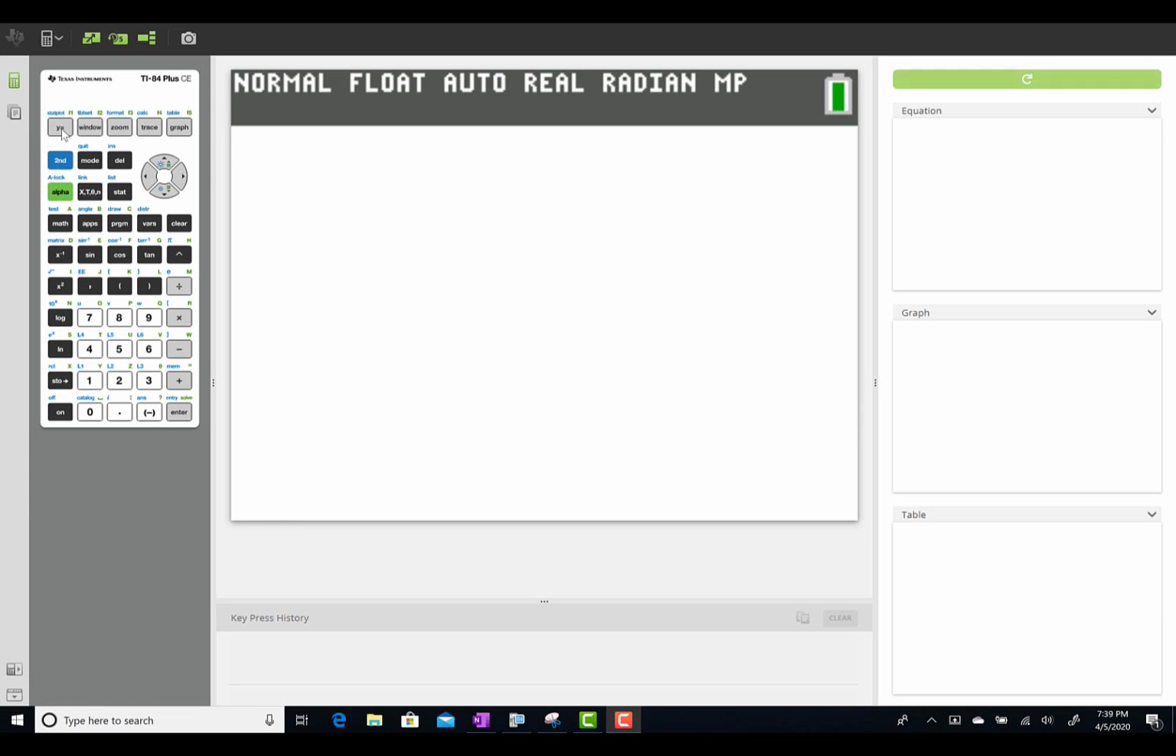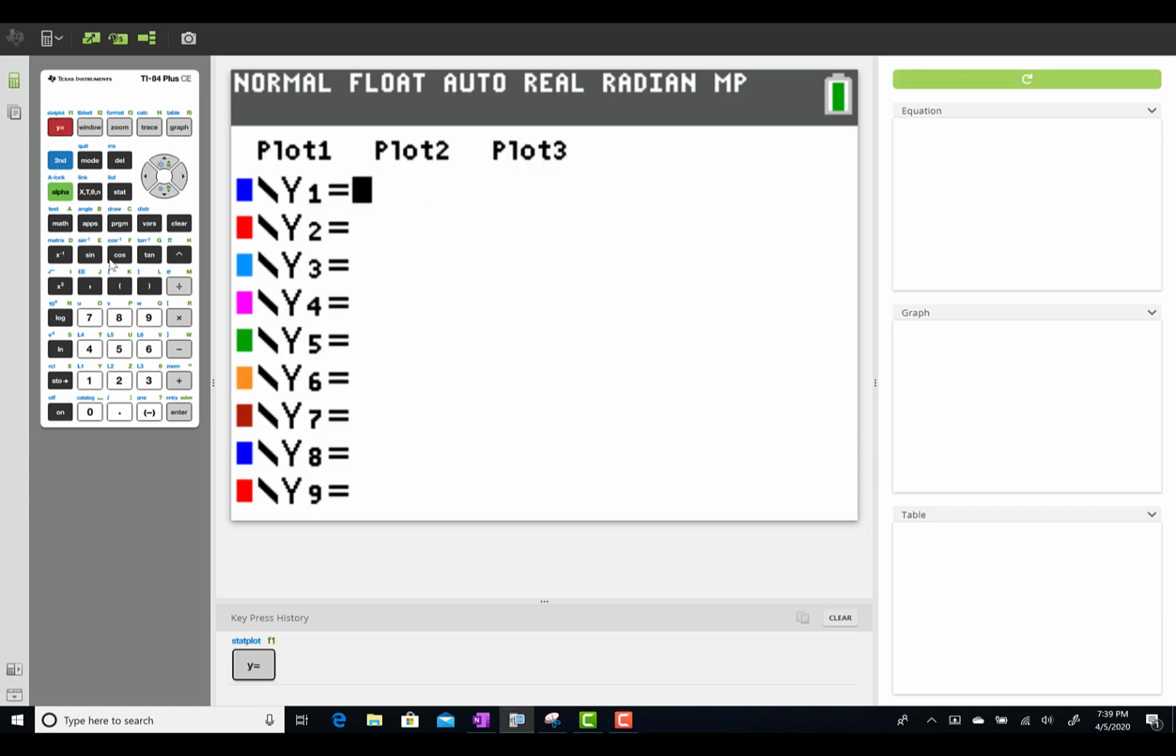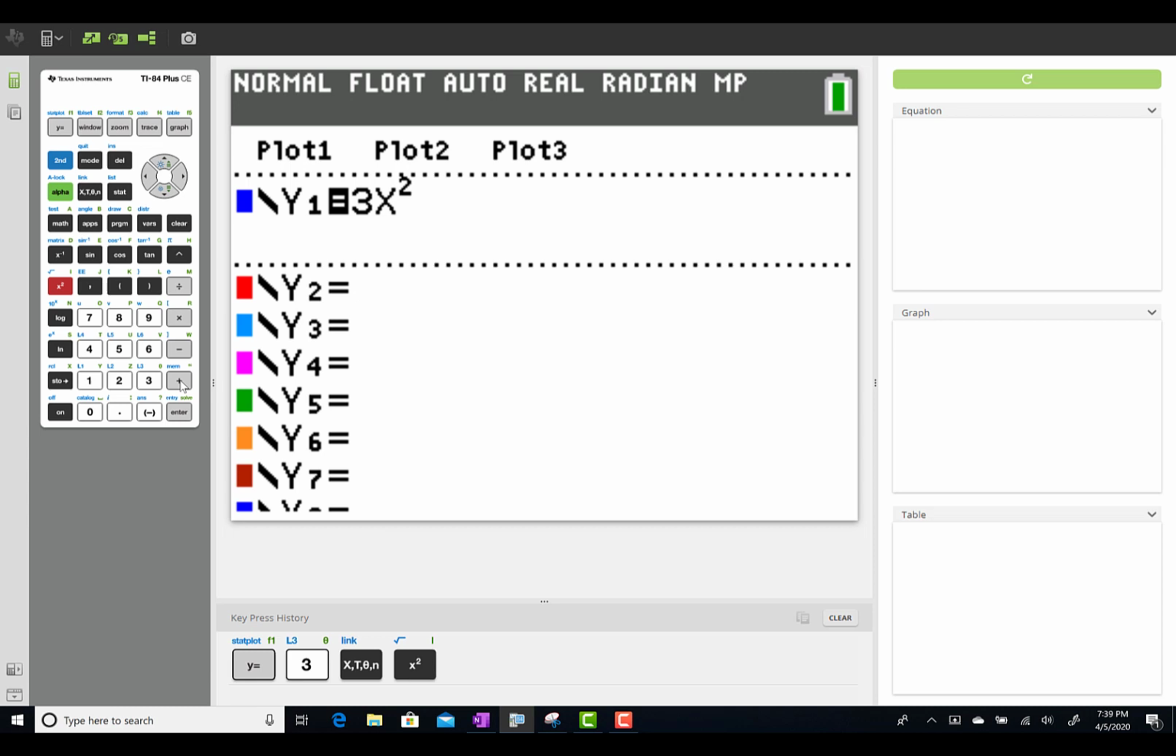I'm going to use the calculator to go ahead and graph this to come up with a couple other points quickly, to save me a little bit of time. So I'm going to type in the function and let's see if we can come up with a few nice points here quickly.